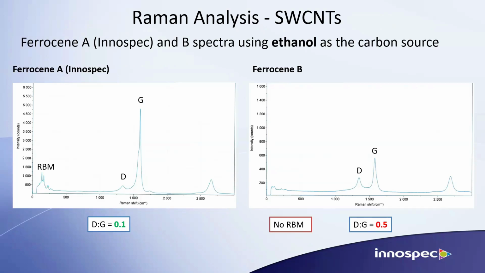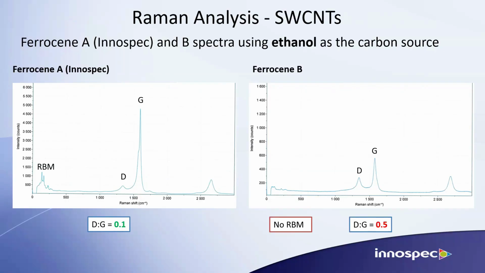We also looked at how changing the liquid carbon source impacts the formation of single-walled carbon nanotubes. In this experiment, rather than using toluene, we changed the carbon source to ethanol. When the liquid carbon source was changed, the two ferrocene sources produced different types of carbon nanotubes.